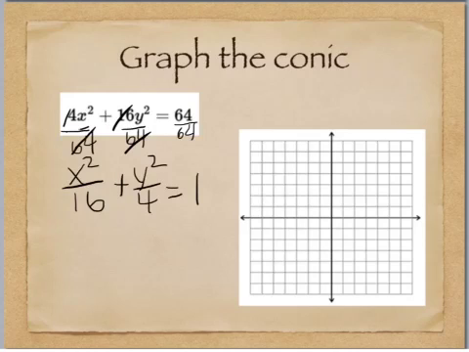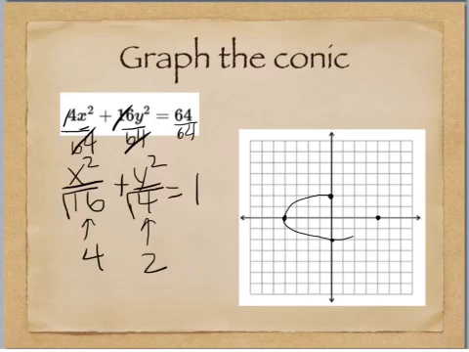And then the numbers underneath tell us where the points on our ellipse are going to go. So we take the square root of those numbers, and we get 4 and 2. And because the 4 is underneath the x, then we put the 4 on the x-axis. And because the 2 is underneath the y, that goes on the y-axis. Then we connect the dots to make it look like an oval. We know that it's centered on the 0, 0 because there's nothing added or subtracted to the x.